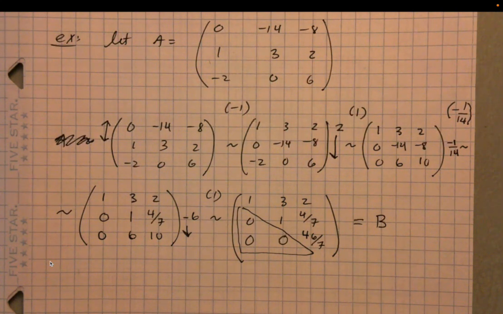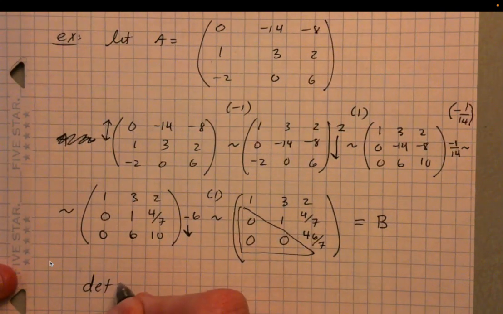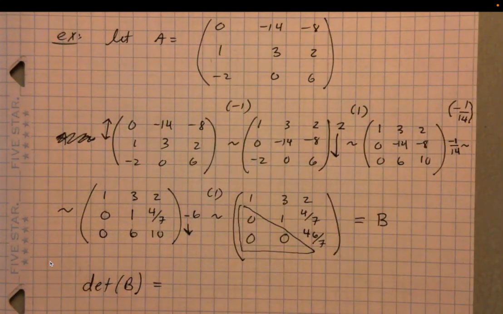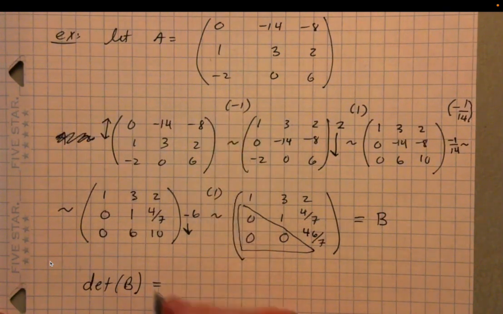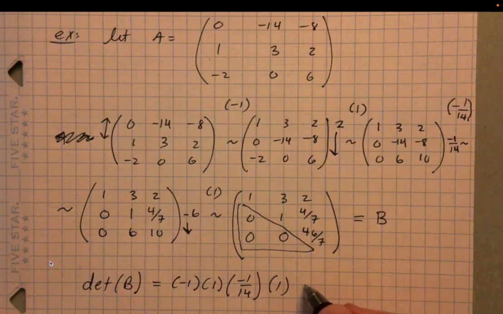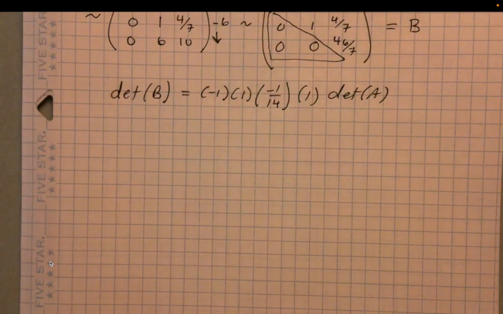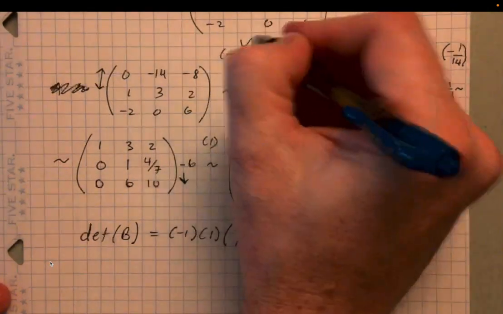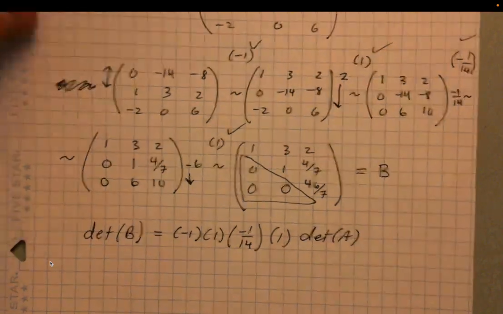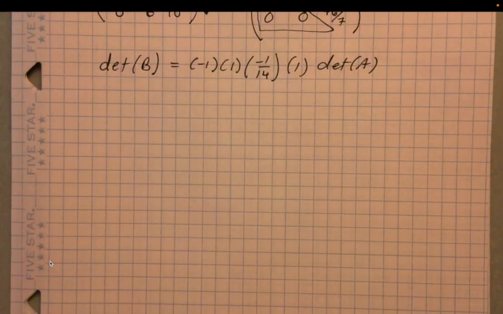Okay, and so the theorem says that the determinant of B is equal to all of these things times the determinant of A. So just kind of looking back here, I got a -1 times a 1 times -1 over 14 times another 1. All of that times the determinant of A. All right. Okay, so it's very important to keep track of this. So these are the impacts you've had on the determinant via your row operations. Right? And so you can just kind of write out this equation here.